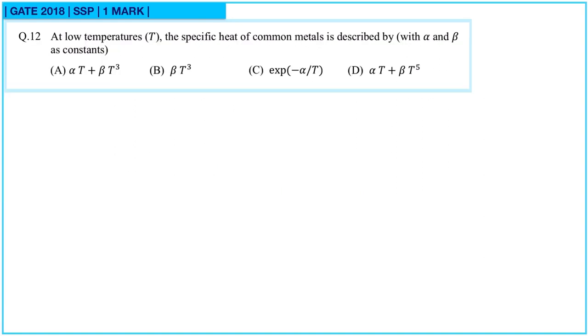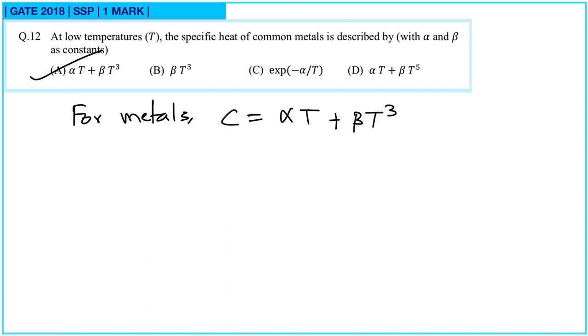Next question. At low temperatures T, the specific heat of common metals is described by, so for metals, the formula is C is equal to alpha T plus beta T cube. So option A is correct.